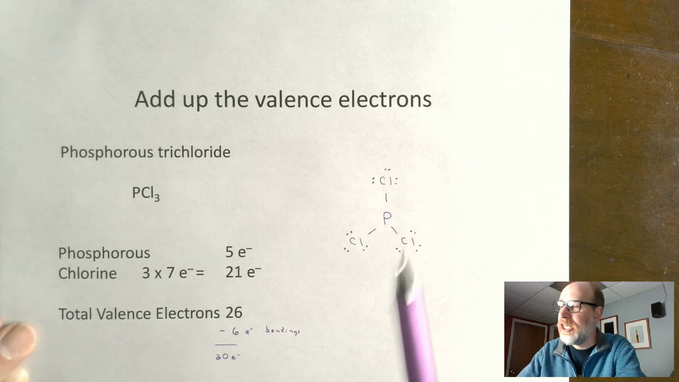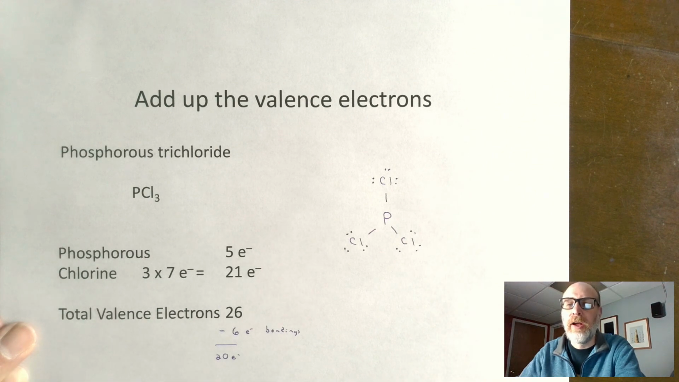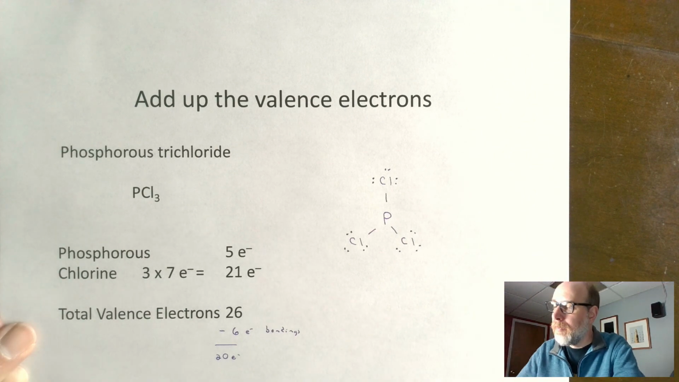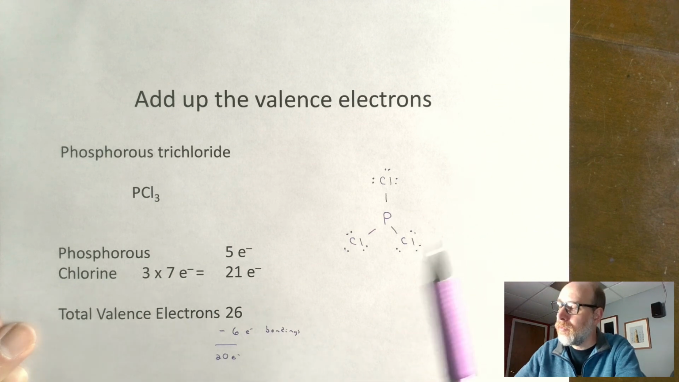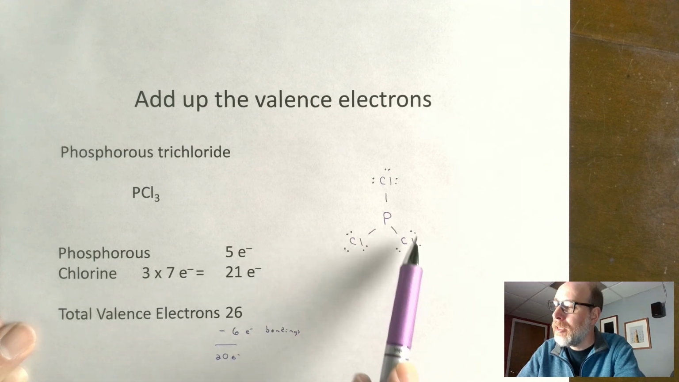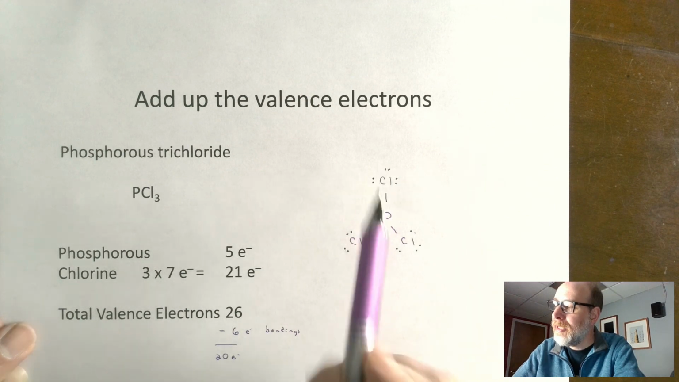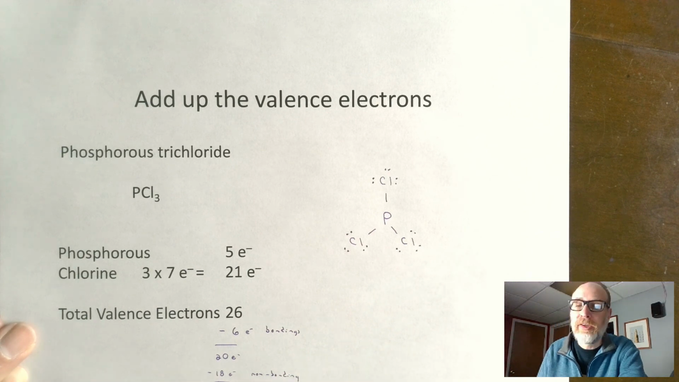You might already jump ahead to phosphorus and say, okay, phosphorus doesn't have its octet. We're going to get to that in a second. But let's count up the total. We know how many bonding electrons we have. How many non-bonding electrons do we have? 2, 4, 6, 8, 10, 12, 14, 16, 18. So we're going to subtract 18 electrons, and these are non-bonding. And that gives us 2 electrons left over.